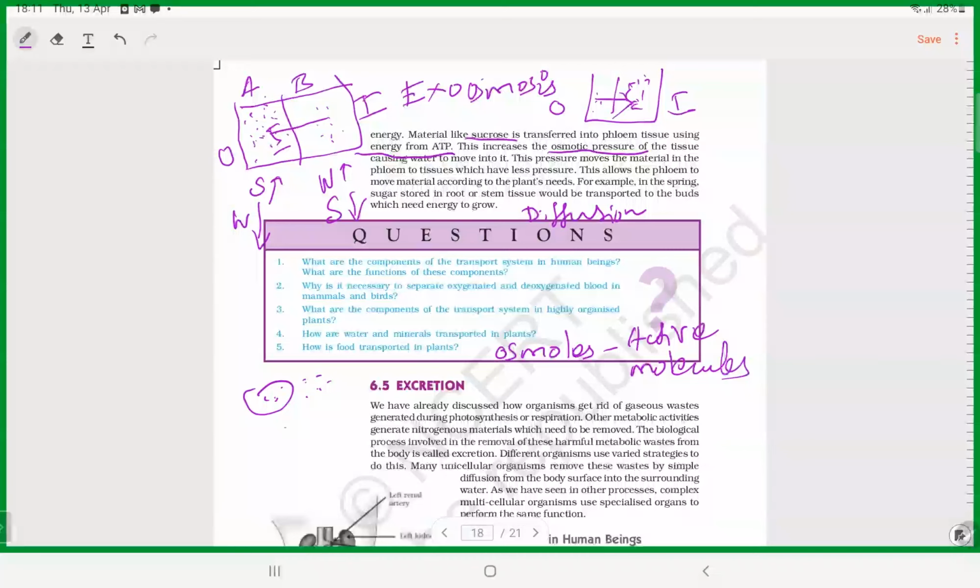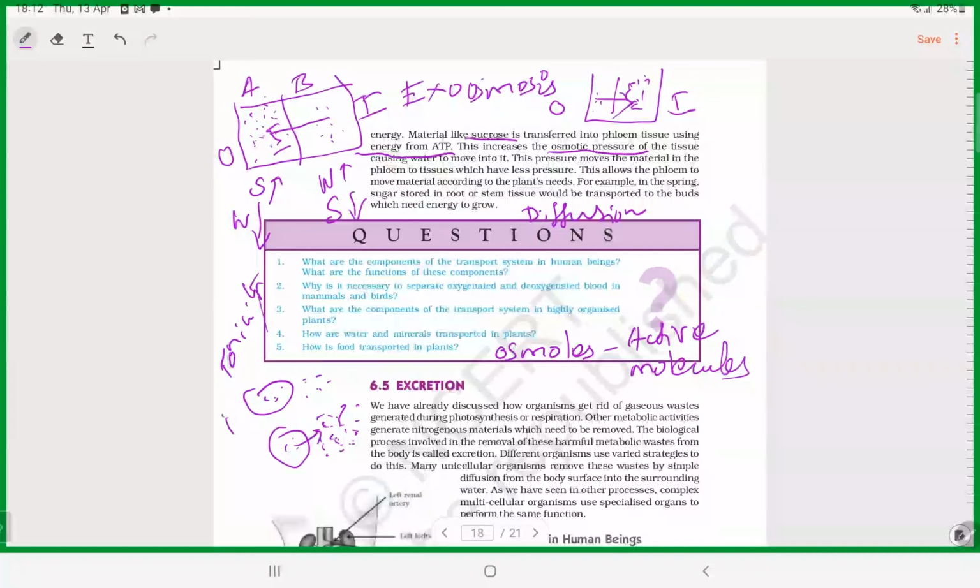Second condition: less water inside, more water outside, more solute outside. Tonicity is a word we use to determine the concentration of solutes in the water. Tonicity tells about the concentration of the solute in the water. Outside the cell it is hypertonic, a highly concentrated solution. Obviously, it supports what? Exosmosis.